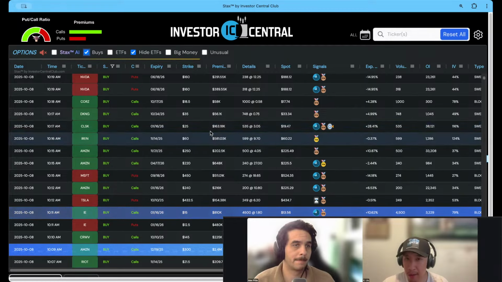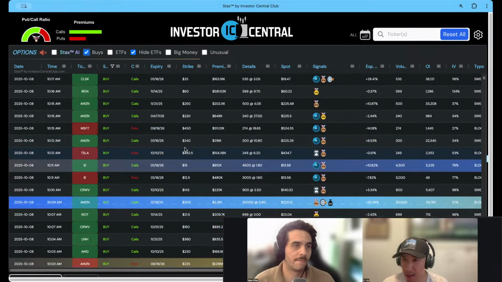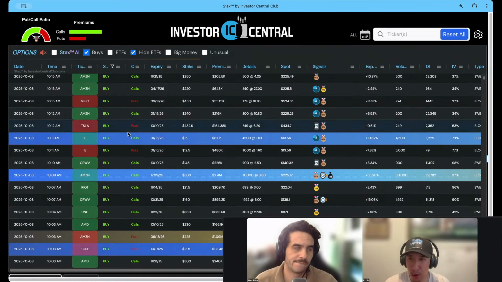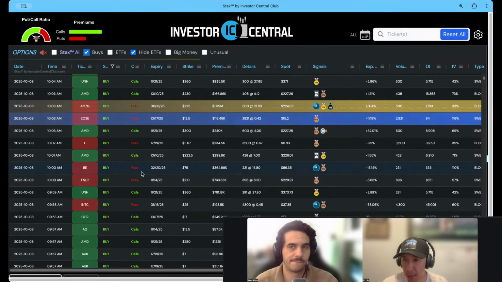IREN keeps running up like crazy, man. It's up over $60 at this point. I noticed that in the flow a while ago, back when it was around $20. It was a new ticker that I hadn't seen before starting to show up, and look at where it's at now.